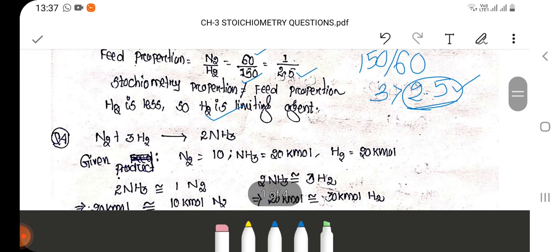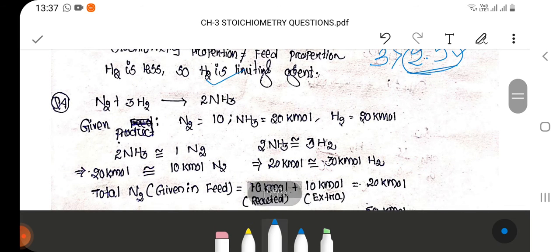Now let's come to the next example. In the next example, again the production of ammonia from nitrogen and hydrogen. Here the question is about the product, which means the stream for the product is given. In the product stream, nitrogen is present 10 kilomole, ammonia is present 20 kilomole, and hydrogen is present 20 kilomole.